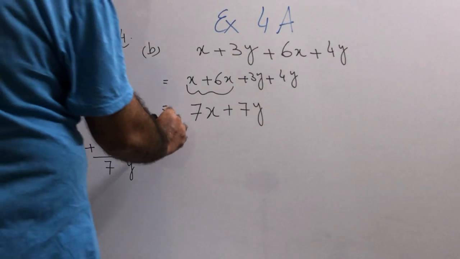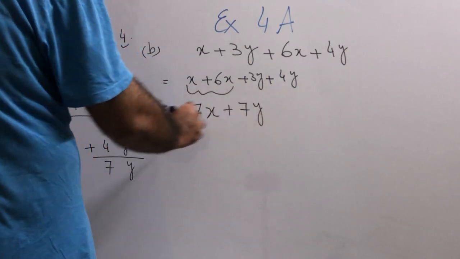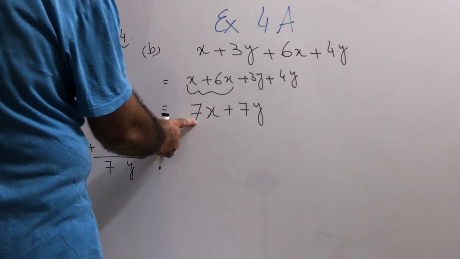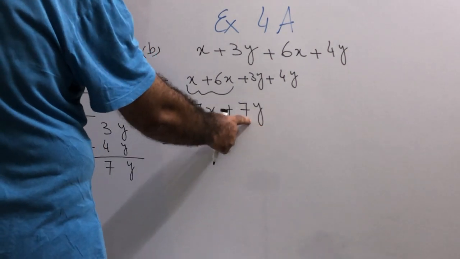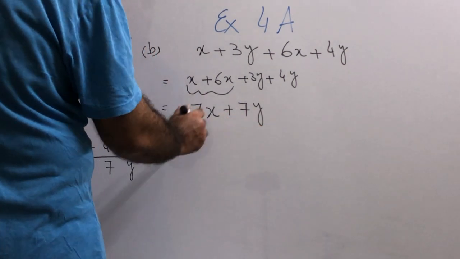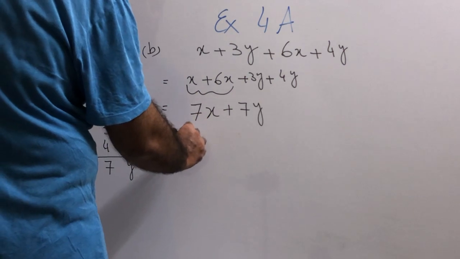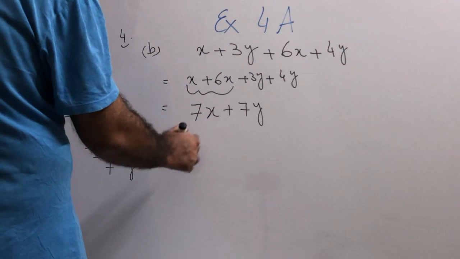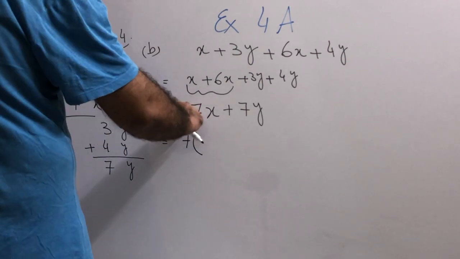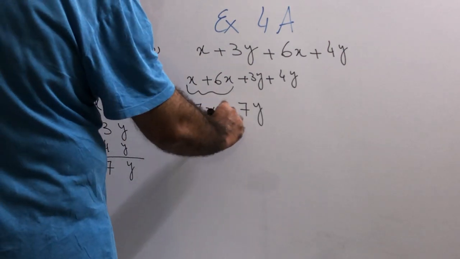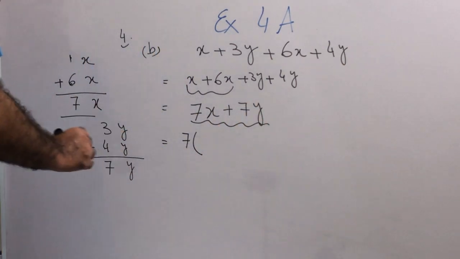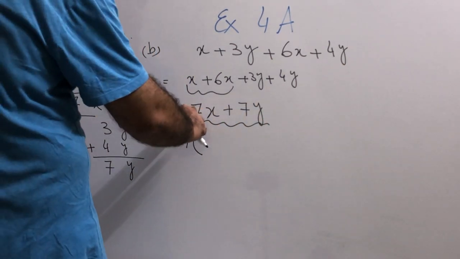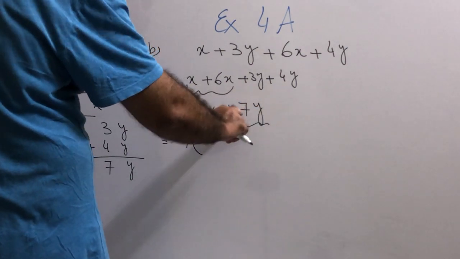This is the answer, but again we can simplify this by taking common. Here x is being multiplied with 7, y is being multiplied with 7, they have a positive sign, so we can take out 7 as common. How to take common is, write 7 one time, put a bracket, and inside this divide the whole with 7. This is how to take common.